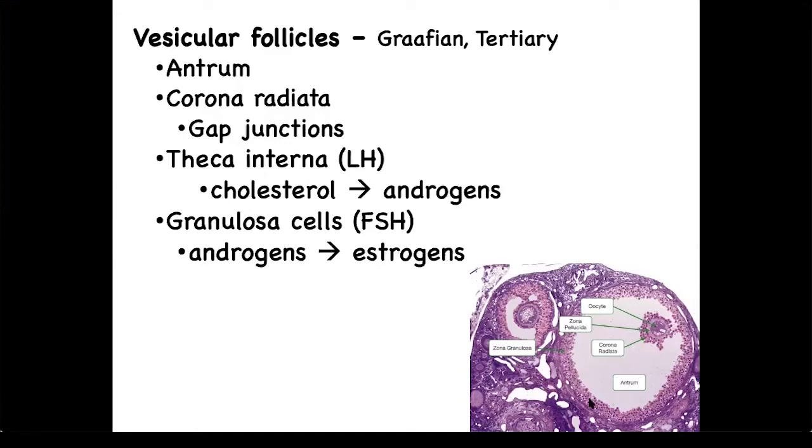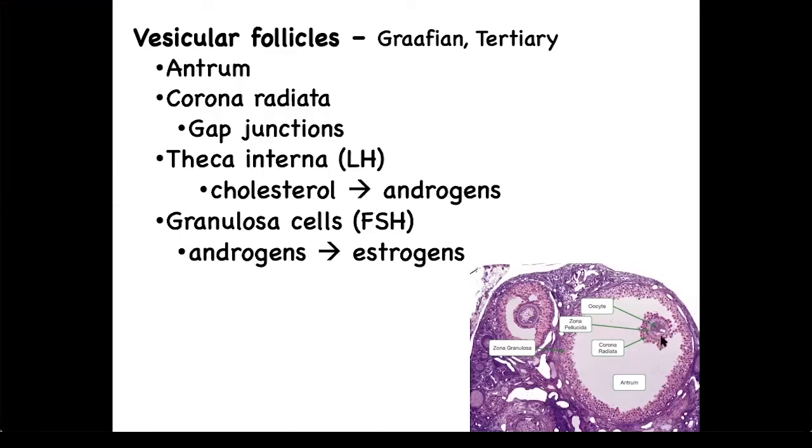These are the granulosa cells. They're going to make up an area called the zona granulosa. The cells that were originally around the oocyte, surrounding it, become the corona radiata, and the liquid-filled cavity is called the antrum. If you take a look here, you can notice the oocyte as well as the zona pellucida.